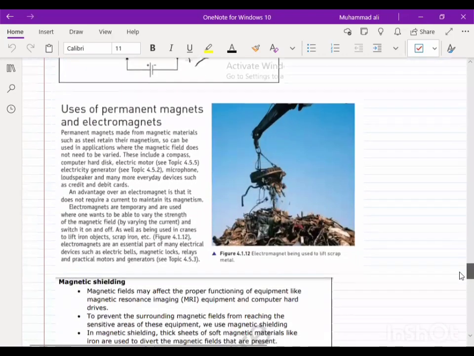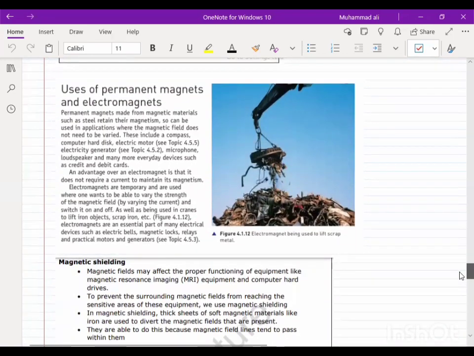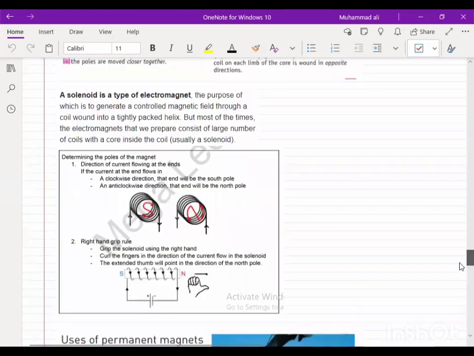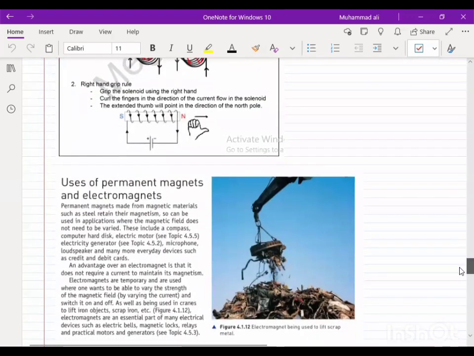And now we're moving on to the last part, pretty much, of permanent magnets and temporary magnets. We need to know the uses. Permanent magnets made from magnetic materials such as steel retain their magnetism. We know that already, right? So they can be used in applications where the magnetic field does not need to be varied. These include a compass, computer hard disk, electric motor, electricity generator, microphone, loudspeaker, and many more everyday devices such as credit and debit cards.